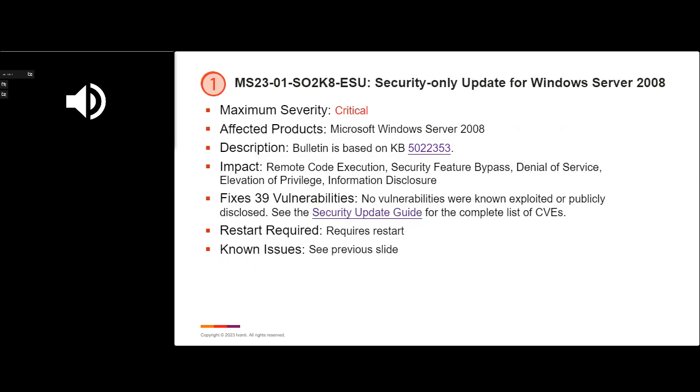We also saw the security-only updates, of course, for Windows Server 2008. Again, 39 vulnerabilities, the same ones addressed there. Keep in mind that the security-only update addresses just these 39 vulnerabilities. Again, a tactical update month by month, designed to be less impactful on your system if you are concerned about applying the huge monthly roll-up every month.